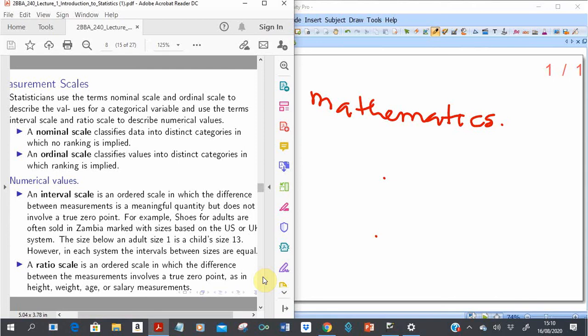With the numerical values, you can use an interval scale or a ratio scale.